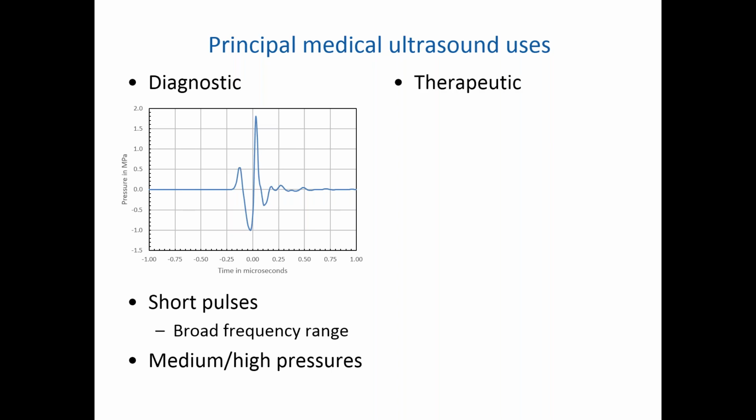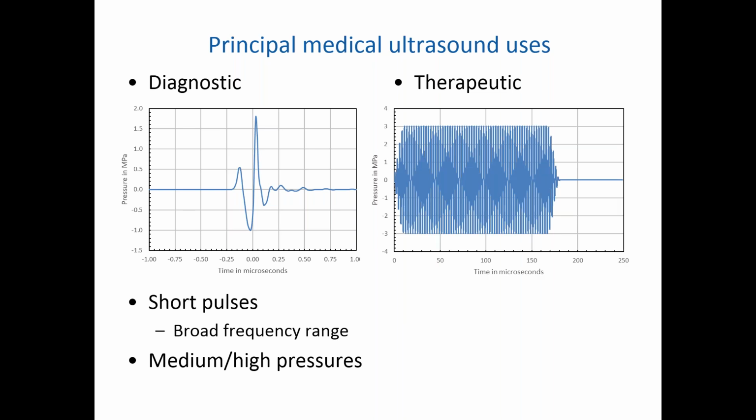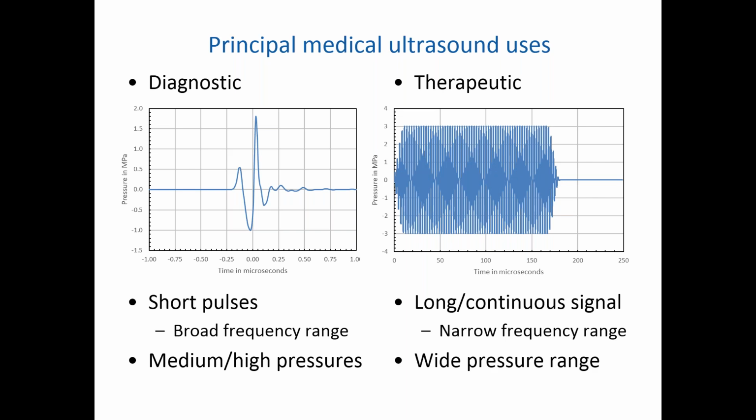Similarly, we may have therapeutic ultrasound. These are often much longer duration pulses. So in this case, we're looking at something that's about 170 microseconds long, but in practice, this could be all the way up to continuous signals. Because these tend to be mostly at one frequency, they have a very narrow frequency range. But there can be quite a wide range of pressures, from therapeutic ultrasound of physiotherapy nature, where we're looking often at quite low pressures, all the way up to high intensity focused ultrasound, where we could be looking at tens of megapascals pressure.